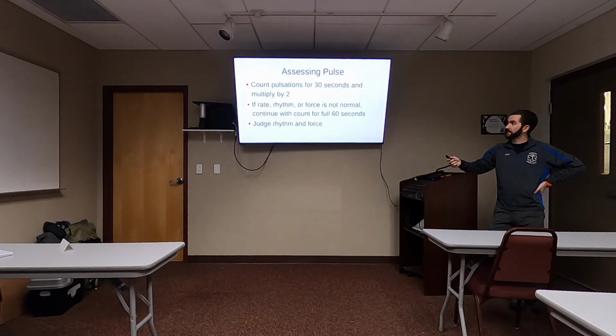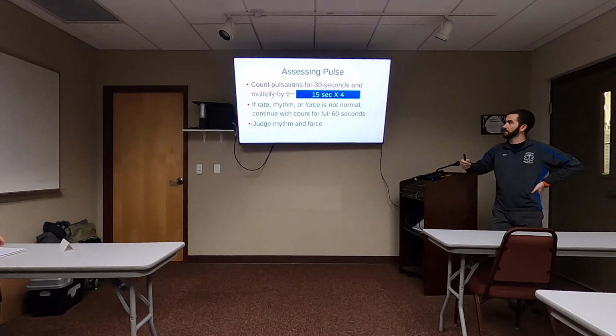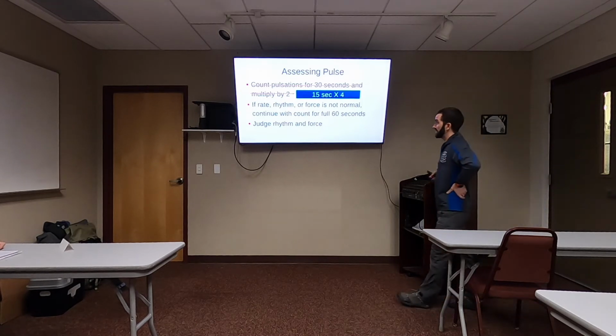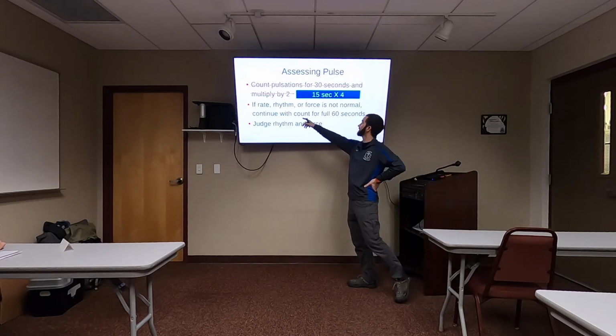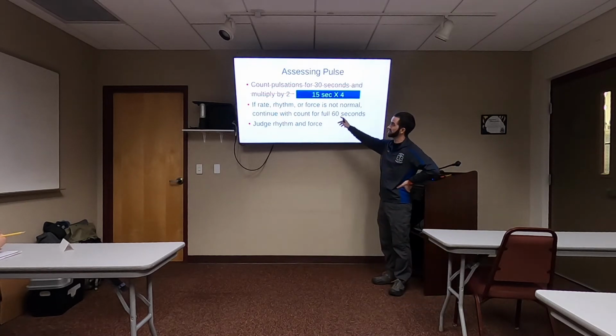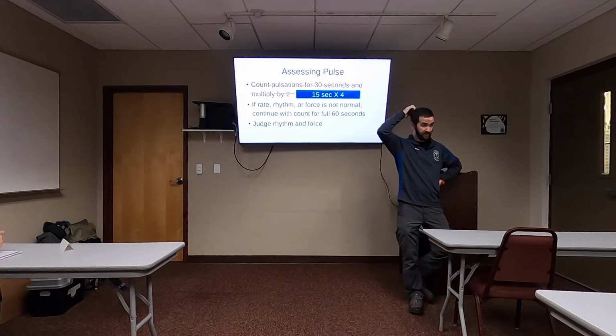So if you're counting it by hand, we're actually going to count 15 seconds multiplied by 4. If the rate is real slow or it's irregular, then you should count for longer, 30 or 60 seconds.